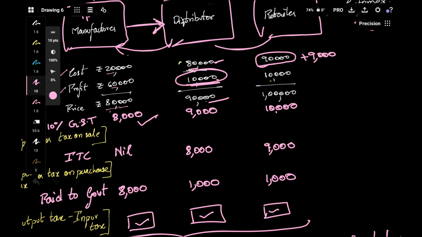He'll pay it to the distributor. He'll pay this amount to the distributor. Now what will this distributor do? The distributor will take 90,000 and also this 9,000.